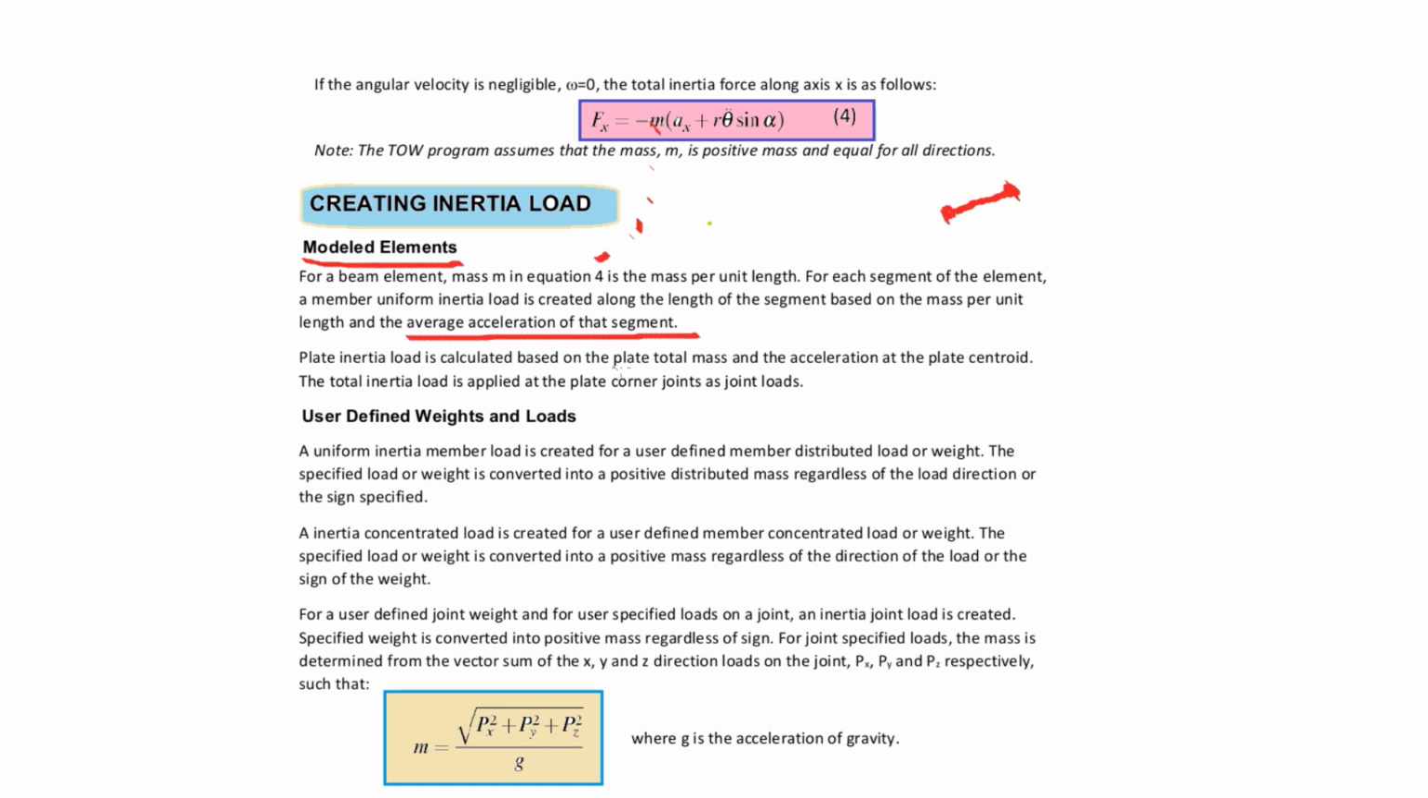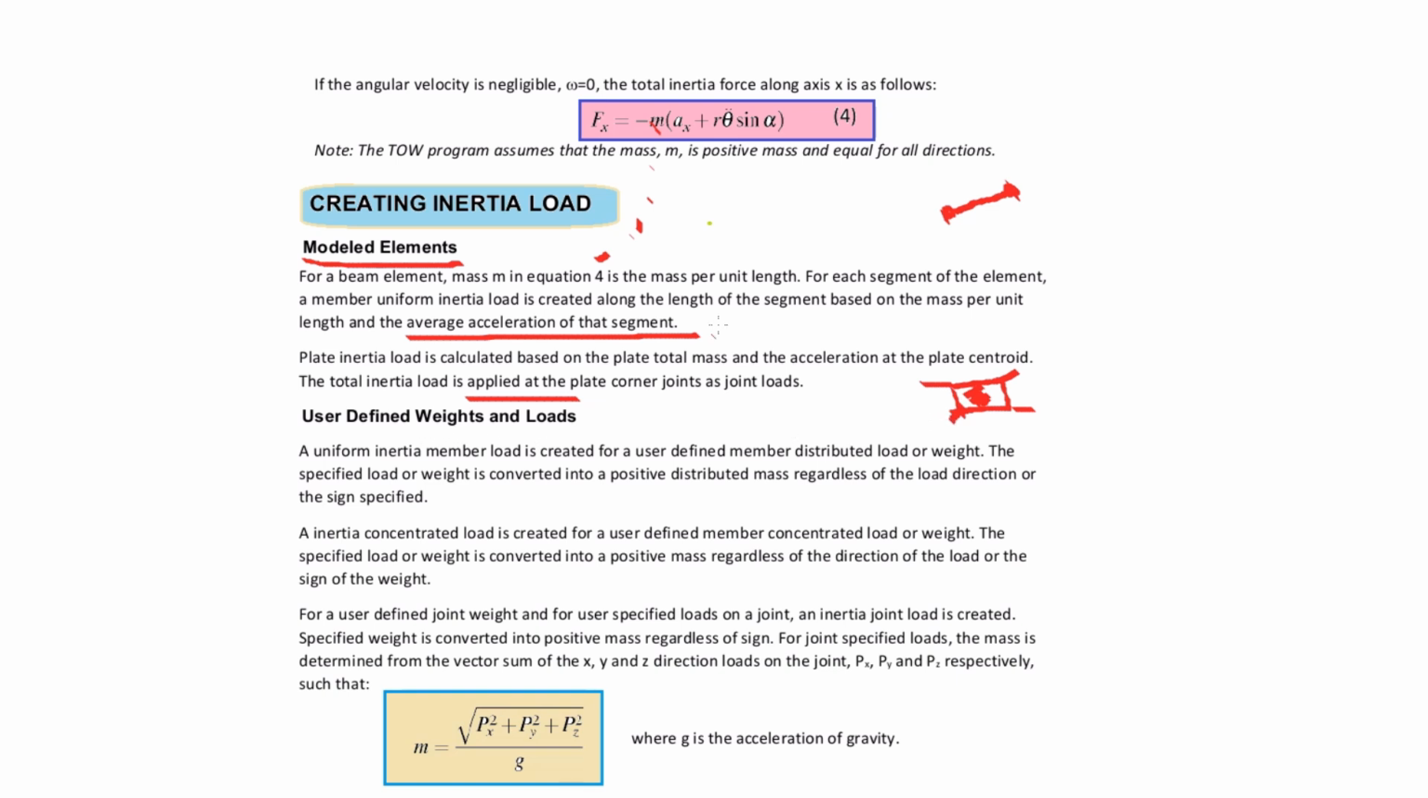Plate inertia load is calculated based on the total plate mass. So if you see here, this is the plate, and it will take the plate mass completely, and the acceleration at the plate centroid. You can see the centroid of this, and the acceleration at this point, and the total mass of the plate. It will calculate the inertial load, and then the inertial load is applied at the plate corner joints. These are the corner joints. So at these corner joints, the inertial load will be applied for plates.